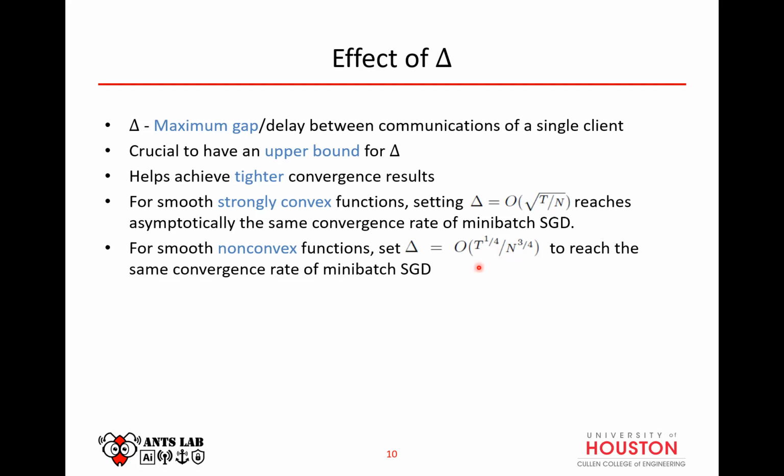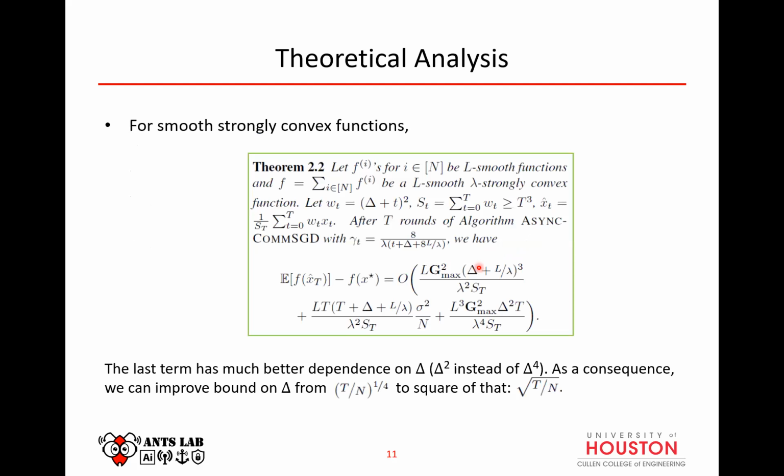And next, I'll talk about the theoretical analysis. They have really deep explanations and proofs for the theorems that they propose. I am just going to highlight the main theorem, which is for the strongly convex setting, where WT can be decided as a weight, which is the delta, the threshold that was set, plus the current iteration, squared. Using this, we have a summation of a parameter called ST, which is also a variable that determines the convergence. And we see that after T rounds of running this algorithm with a particular learning rate, they are able to achieve this kind of convergence.